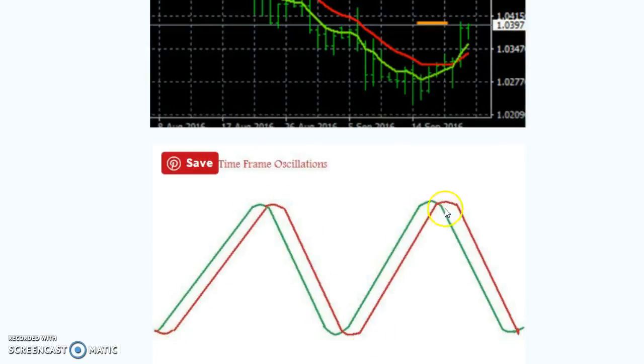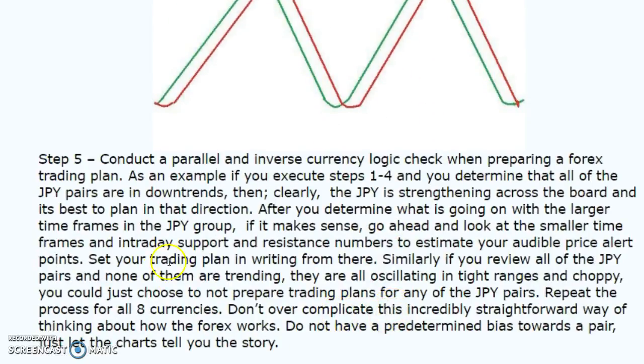But if the H4 time frame is cycling on the pound USD, for example, and it's 250 pips up and down from top to bottom, you've got yourself a fantastic opportunity to trade a pair that's ranging. So conduct your parallel and inverse check.